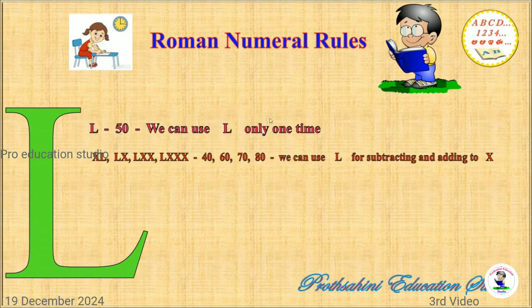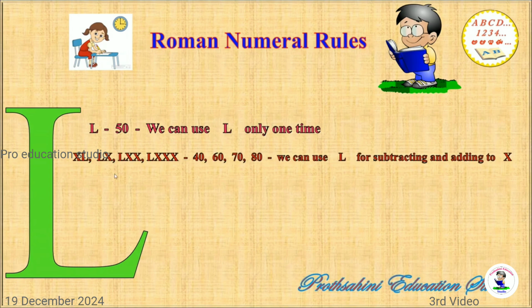Now we will go on to the next point. XL is equal to 40, LX is equal to 60, LXX is equal to 70, LXXX is equal to 80. We can use L for subtracting from and adding to X. Now we will go on to the next. CL is equal to 150. We can add L only to C.